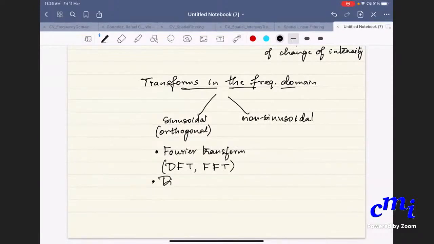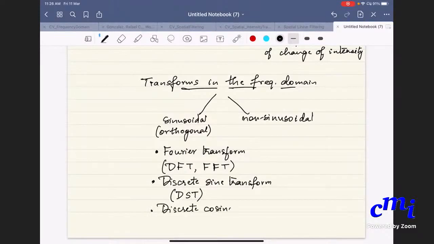There is the discrete sine transform, so this is DST, and the discrete cosine transform. I'm mentioning these only to say that even though we will be focusing on the Fourier transform in this course, there are other frequency domain transformations also possible. We will not go through all of these because that's just too much.